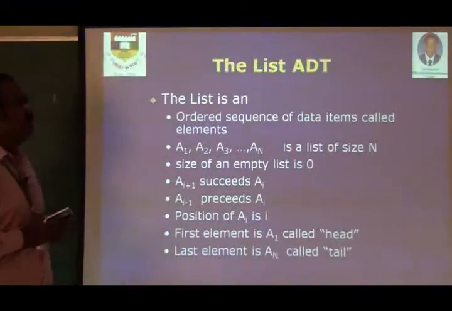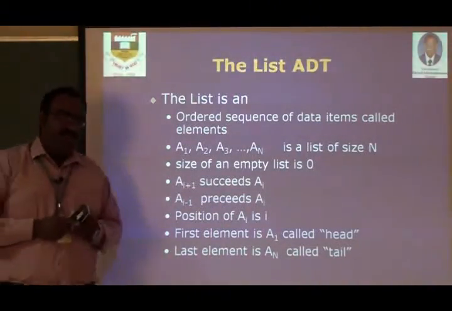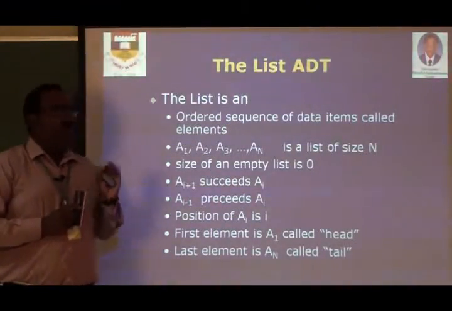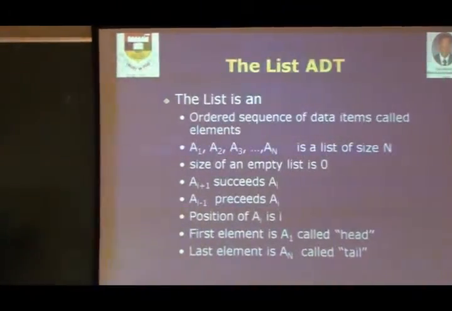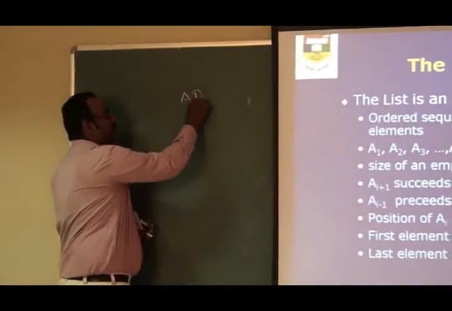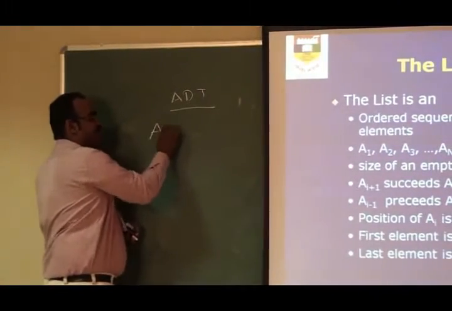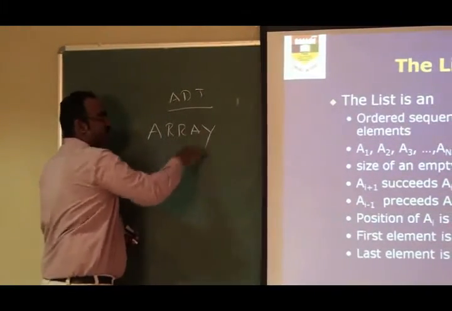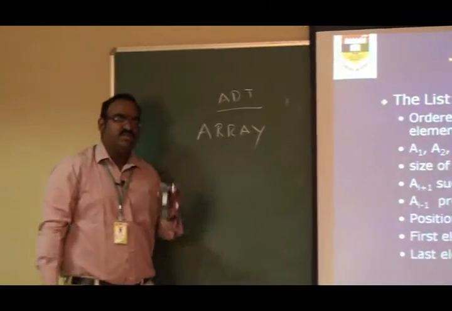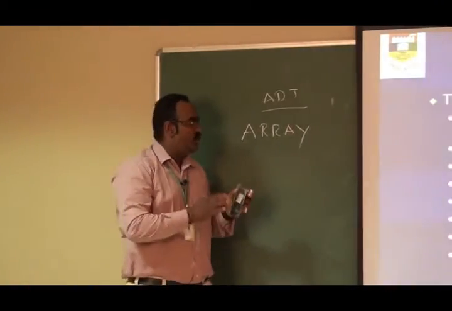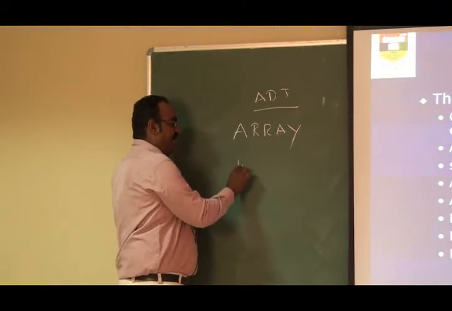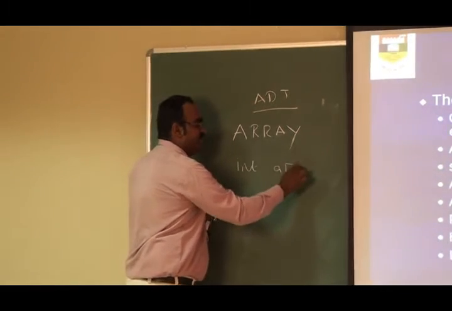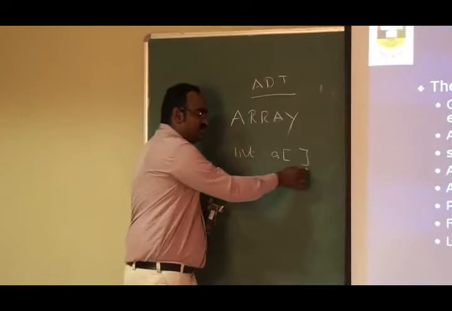So the first one we are going to discuss is the list ADT. So those are the 3 ADTs. The first one for the list ADT is the array. So what is an array? Before we discuss the list, we need to know about arrays. When you declare an array, it is an indexed item. This square bracket is called the index.